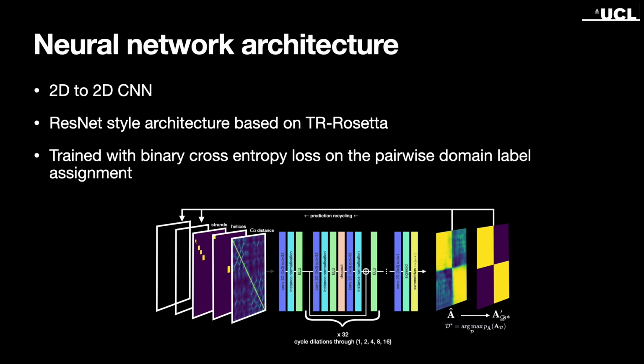So Chainsaw is a 2D to 2D convolutional neural network with a ResNet style architecture, which is based on trRosetta, which is a model that was originally made for protein structure prediction. And we train the model to directly predict the adjacency matrix A.